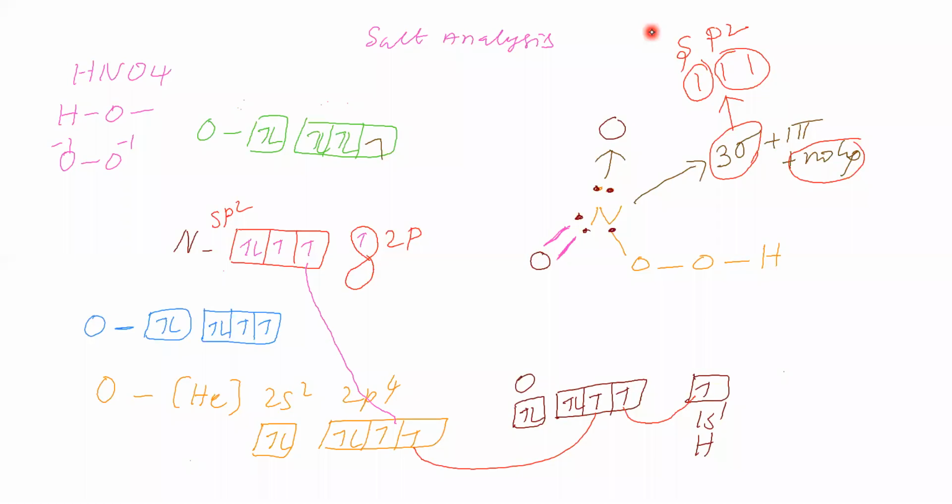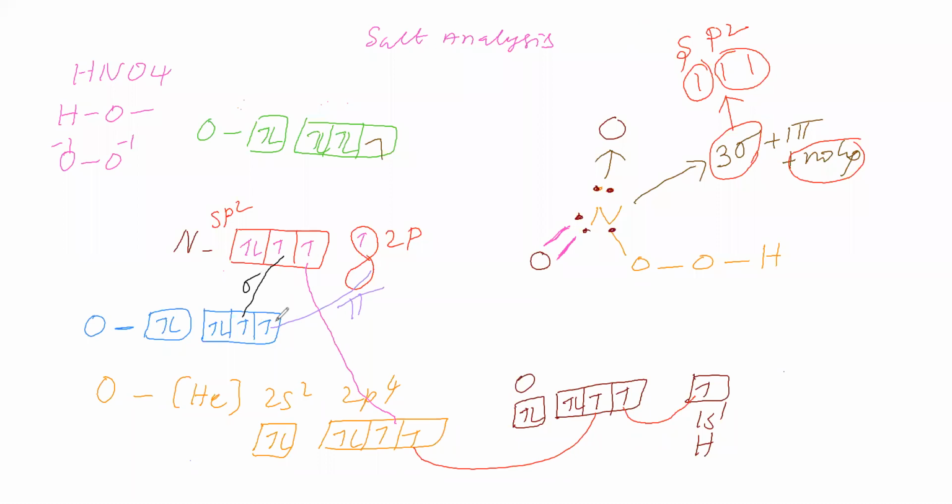Now we will give the sigma bond. Then we will give a pi bond. This is a pi bond. A pi bond is formed between pure p orbitals. Here the pi bond is formed between this p orbital and this p orbital.